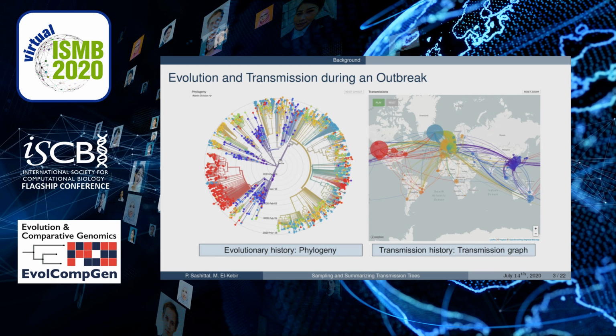Now, during an outbreak, the pathogen is transmitted from one host to another, all the while undergoing evolution, natural selection, and accumulating mutations. As a result, the evolutionary history of the entire outbreak can be summarized with one single phylogenetic tree, and the transmission history of the outbreak can be captured by a transmission graph, which connects hosts that infected one another. As an example, here I have shown the estimated phylogeny and transmission graph for the COVID-19 pandemic.